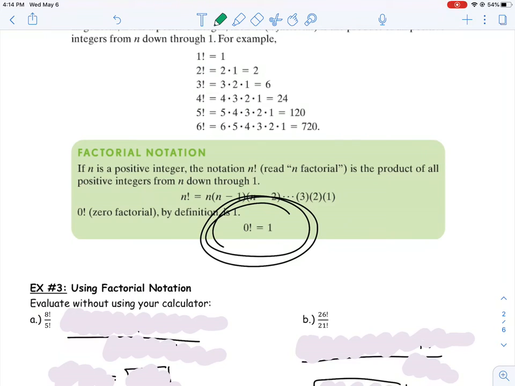It seems kind of silly, but 0 factorial really equals 1. I know that seems kind of silly, and if you have questions on that, you might want to Google it. It's a good idea to investigate why that is. But 0 factorial equals 1. So anytime you see that, make sure you remember that.